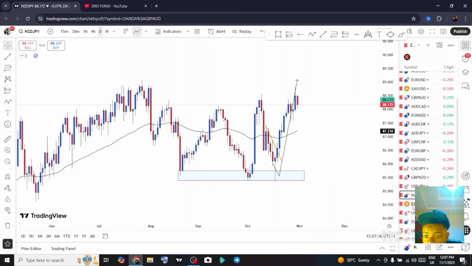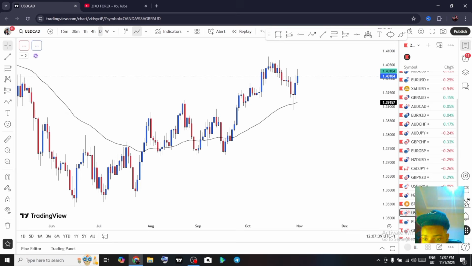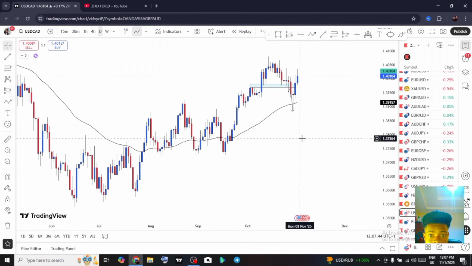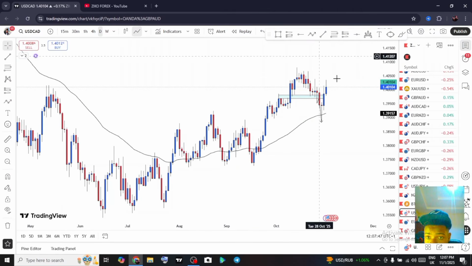Let's see here. USD CAD next pair. USD CAD, no, I think we have good enough market for me to start looking for something here. Price is doing what?